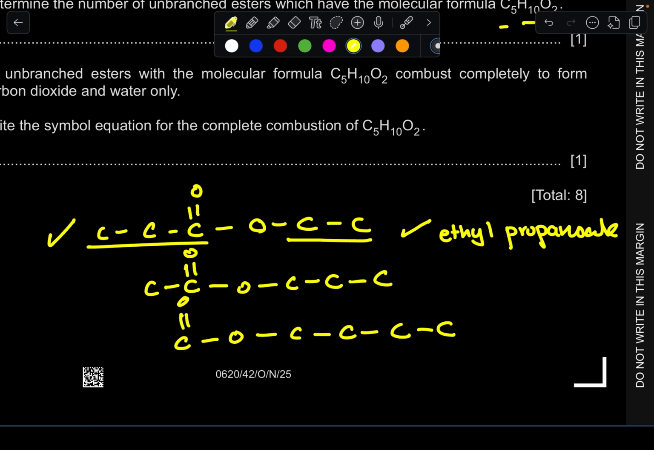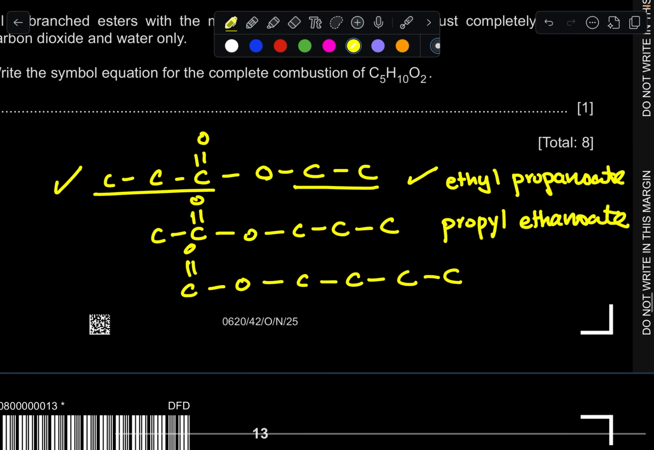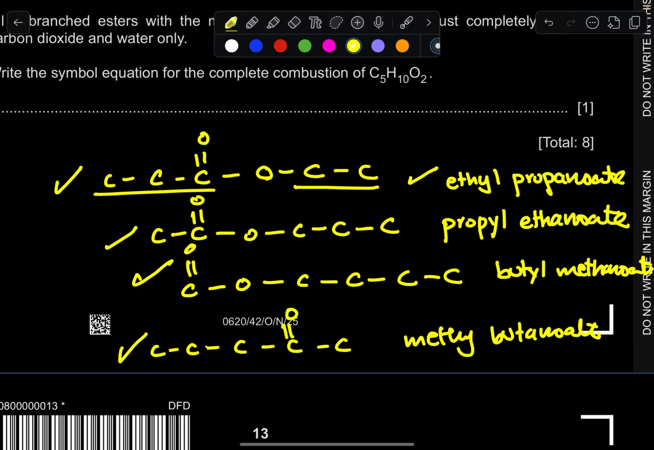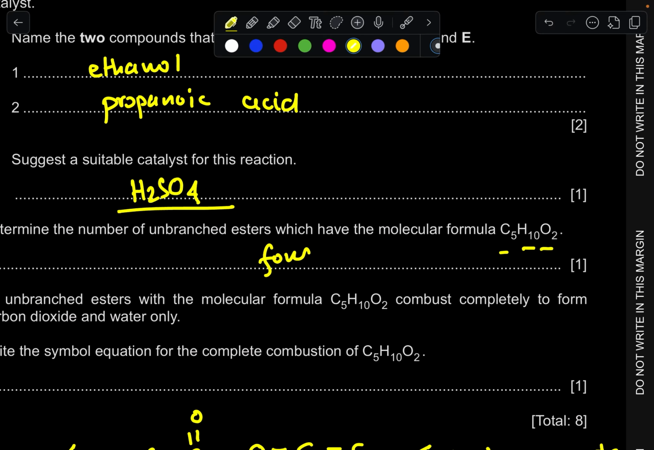The first one is going to be your ethyl propanoate. This one's going to be your propyl ethanoate, because you have 3 carbons here, and this one's going to be your butyl methanoate. And then we're going to make our 1, 2, 3, 4, and this is going to be our methyl butanoate. I don't think there's any more we can make as unbranched. Then we have to add a branch. So there are 4 which I could make. So I'm going to write 4.